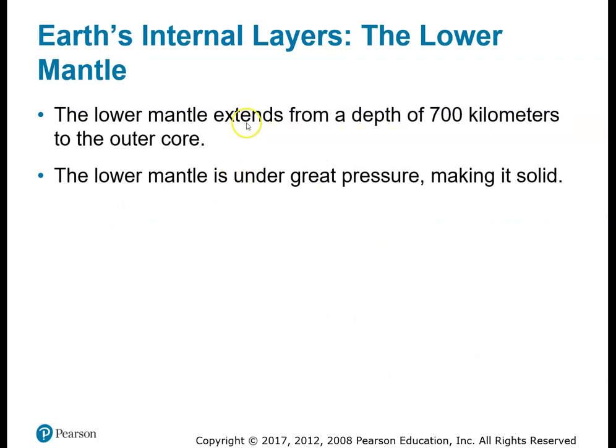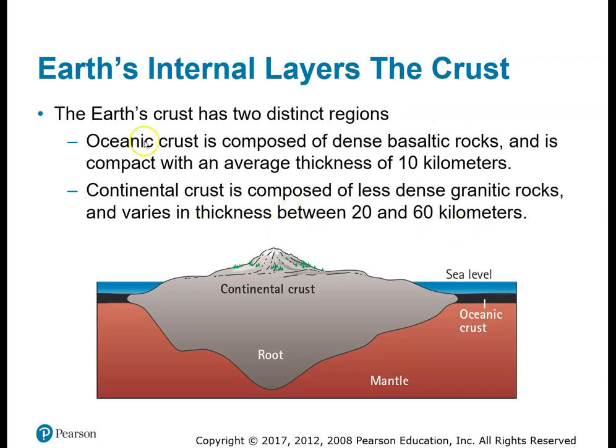The lower mantle extends from a depth of 700 kilometers to 2,900 kilometers. It doesn't say that here, but that's what it does. And so that's the outer part of the core. It goes all the way to the outer part of the core. That's quite a bit of volume when you think about it, right? I mean, the lower mantle is under great pressure, and that makes it much more solid than the asthenosphere.